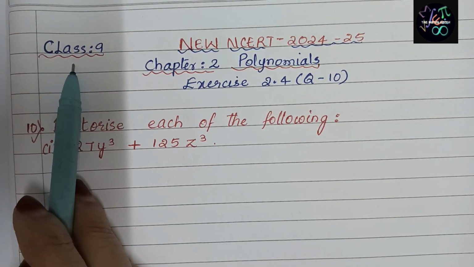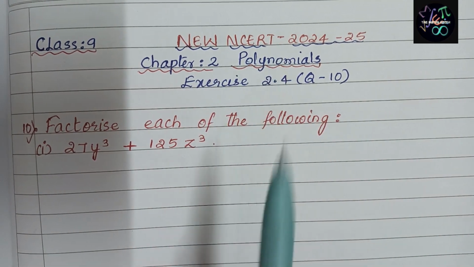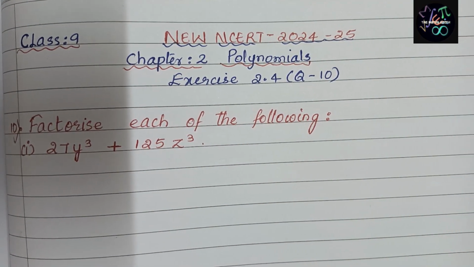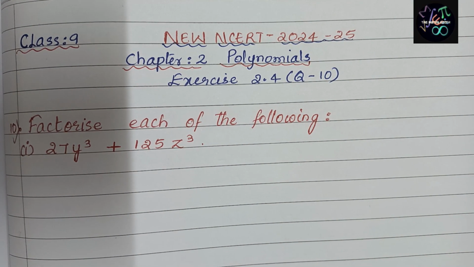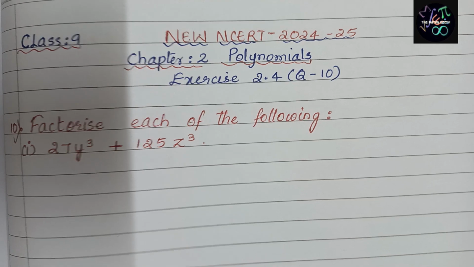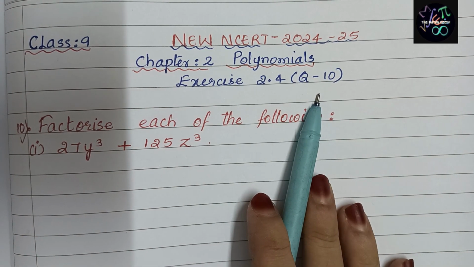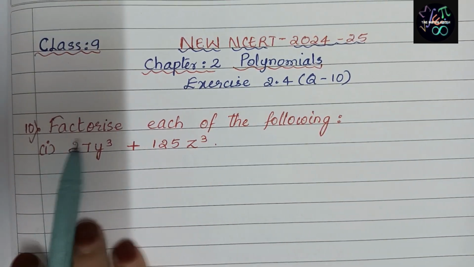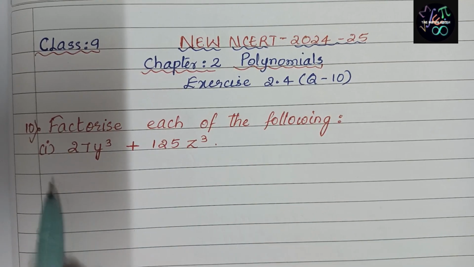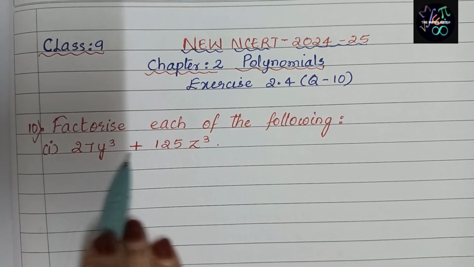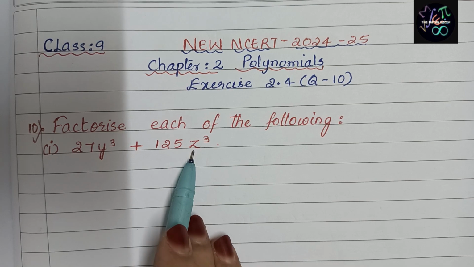Today I'm here with class 9th, new NCERT textbook, chapter 2, polynomials. In this video, we are going to solve exercise 2.4, question number 10. Let us see the question number 10 here. Factorize each of the following. Here the question is 27y cube plus 125z cube.